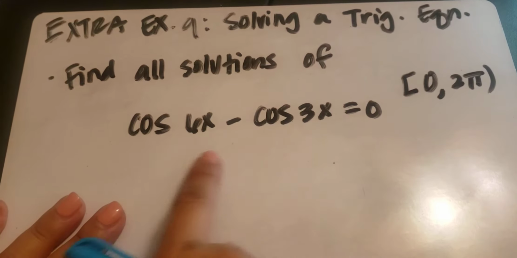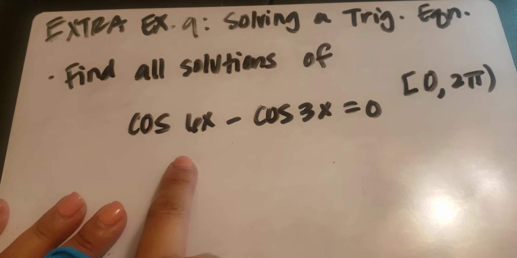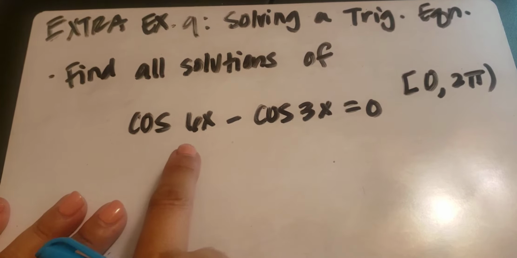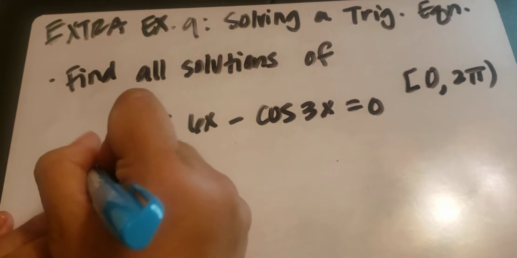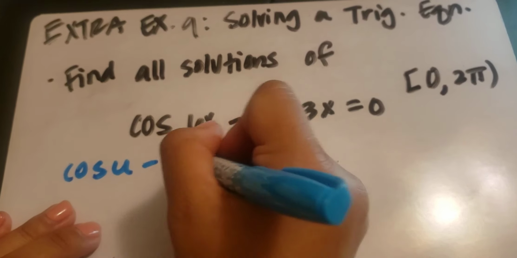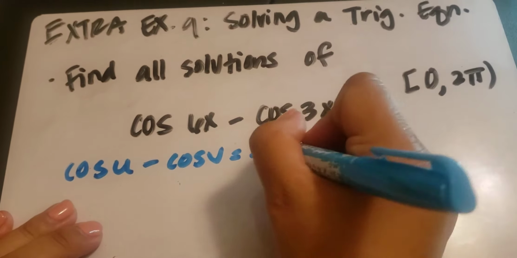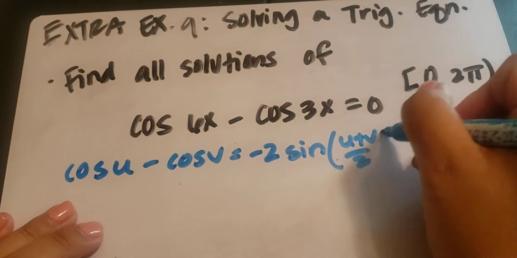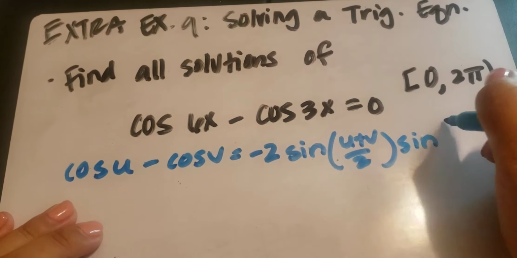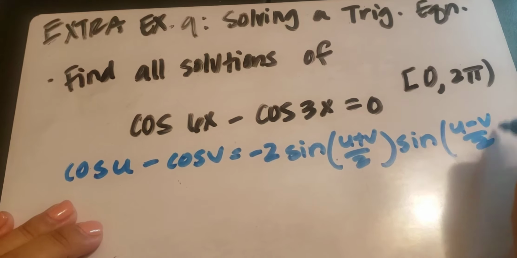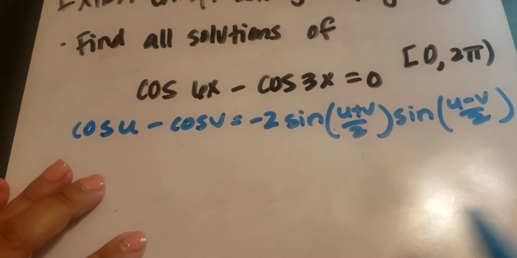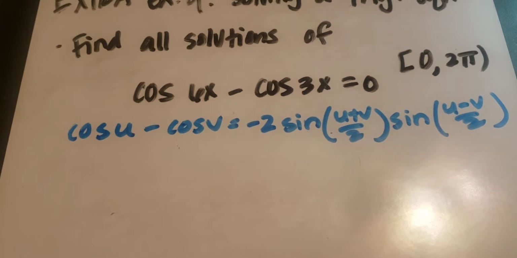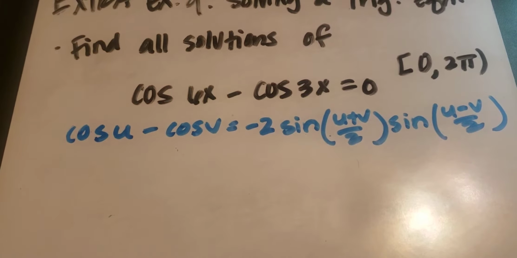Since we're given the difference, we're going to be using the sum to product formulas, and we're going to be using cosine of u minus cosine of v equals -2 sine of (u plus v)/2 and sine of (u minus v)/2. Okay, so this is the formula we're going to be using. So let me just rewrite it and plug everything in.